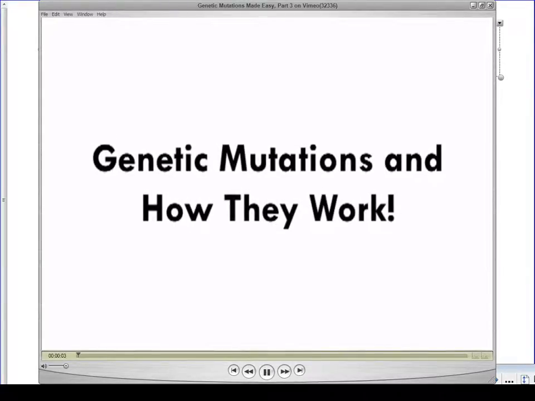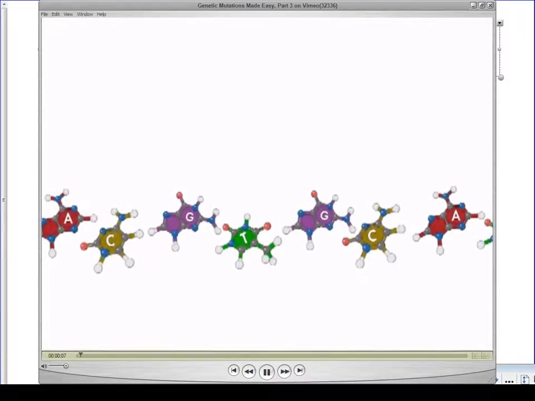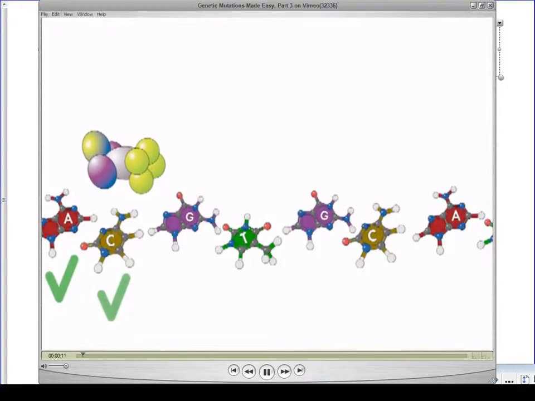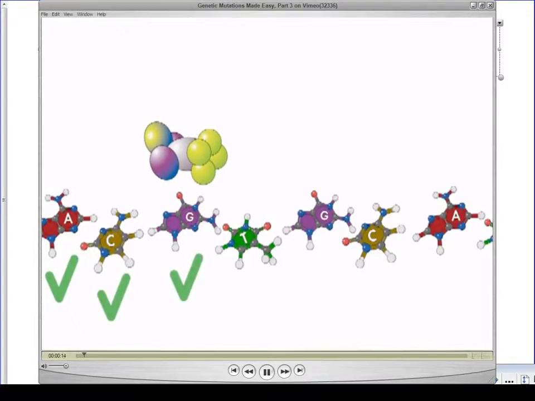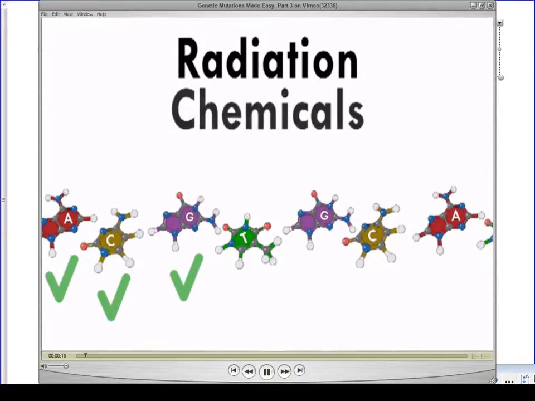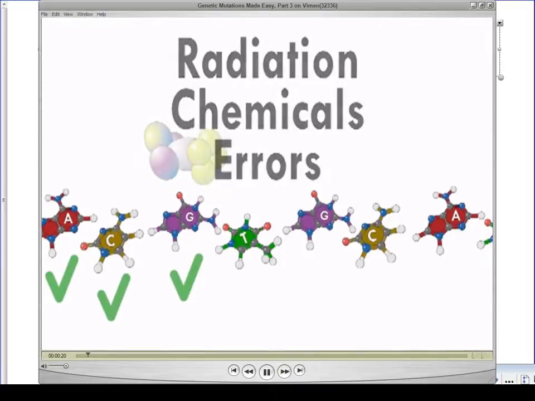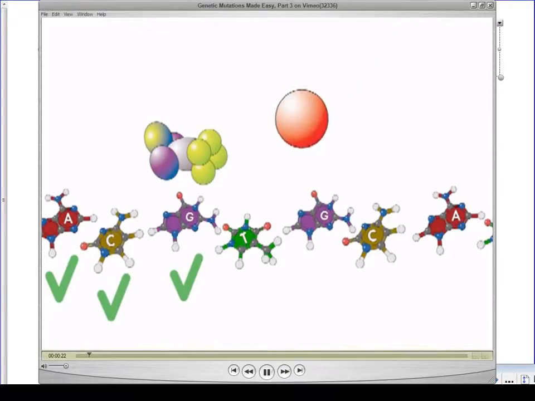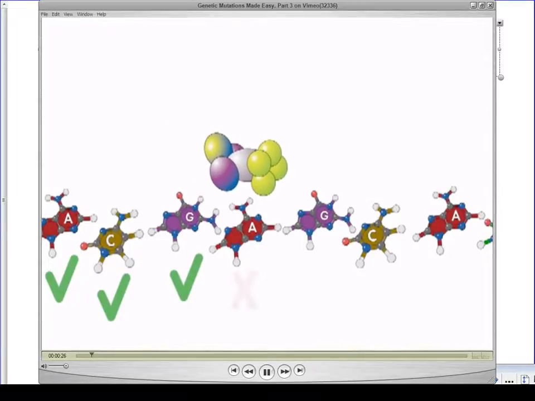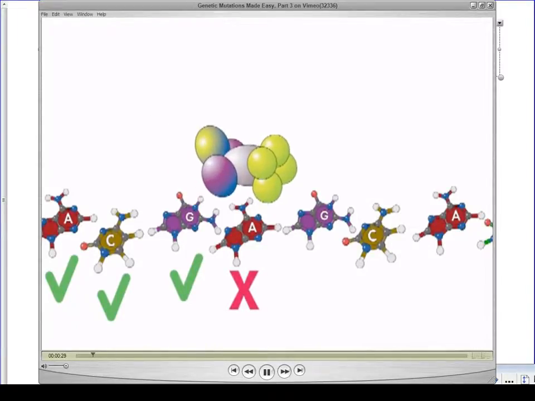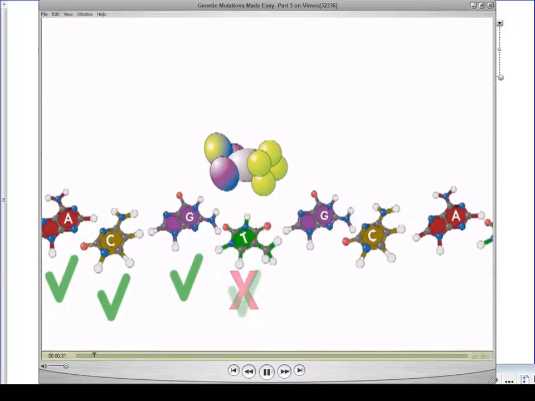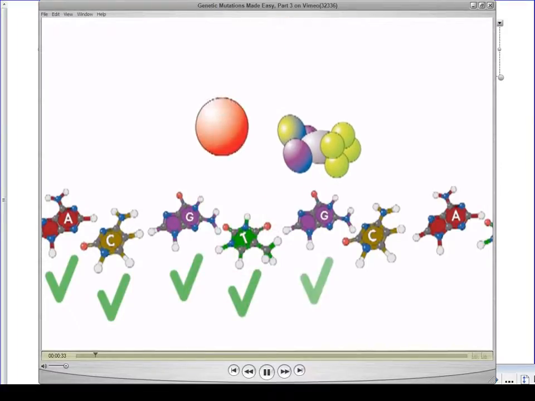Genetic mutations and how they work. DNA sequence mutations happen often in cells. Mutations can be caused by many things, such as radiation, chemicals, or even errors in the synthesis of DNA. But the cells can repair many of these mistakes. Enzymes dedicated to this function repair many of these mistakes when they find them. Yet errors do manage to slip by.